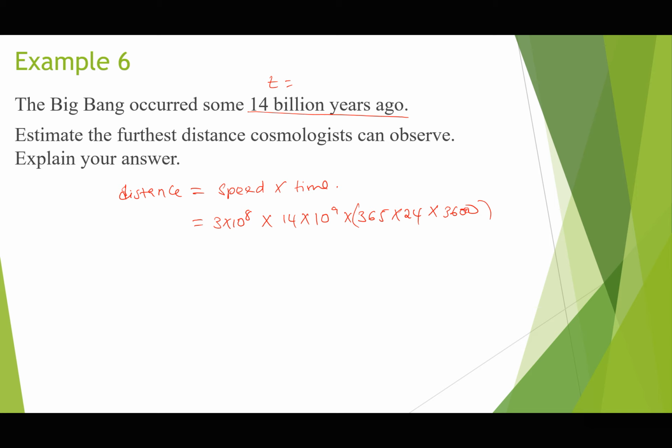So I'll press my calculator to find the answer. Number of days in a year, hours in a day, seconds in an hour. So this is giving me 1.32 times 10 to the power of 26 meters. So this is the farthest astronomers can see. That means if the distance from the Earth to other points is farther than this, perhaps astronomers are not able, or will never be able, to see such distances.